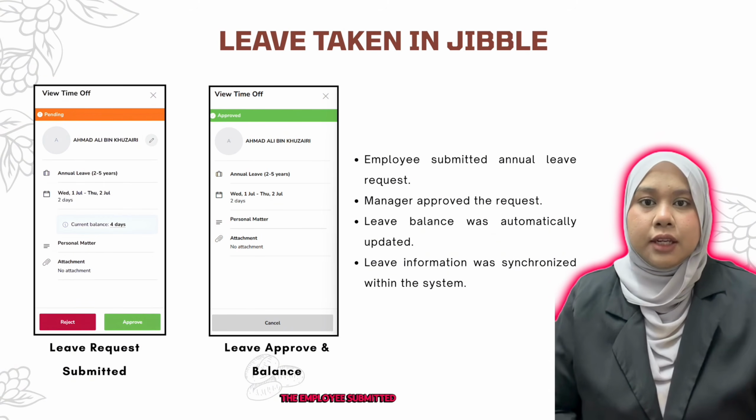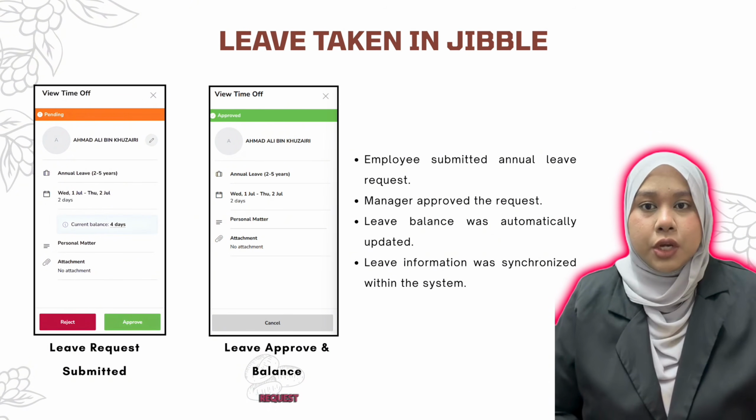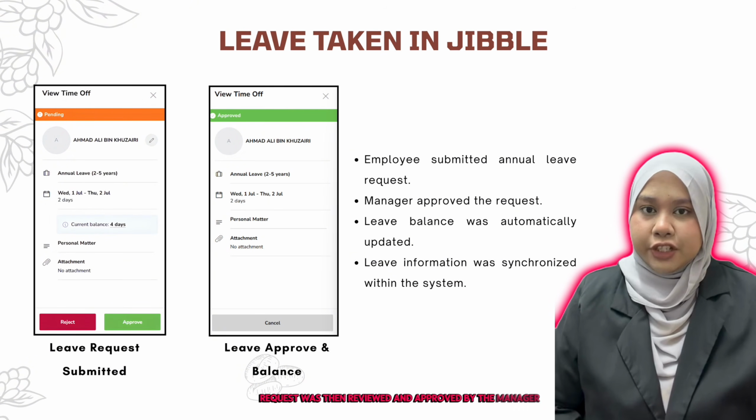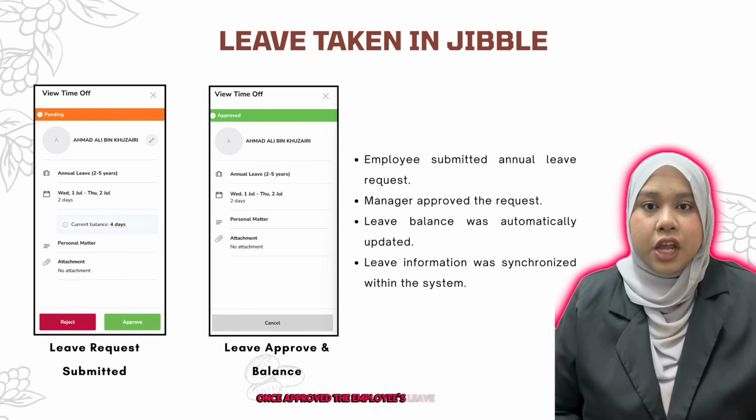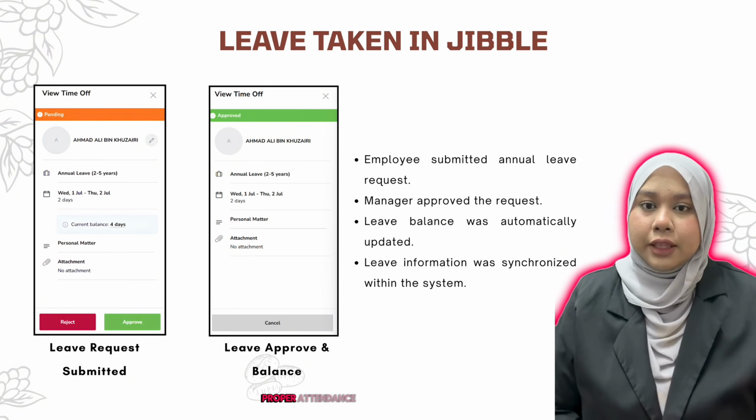The employee submitted an annual leave request by selecting the leave type and leave dates. The request was then reviewed and approved by the manager. Once approved, the employee's leave balance was updated to reflect the leave taken. This process ensures accurate leave tracking and helps organizations maintain proper attendance and leave records within the system.